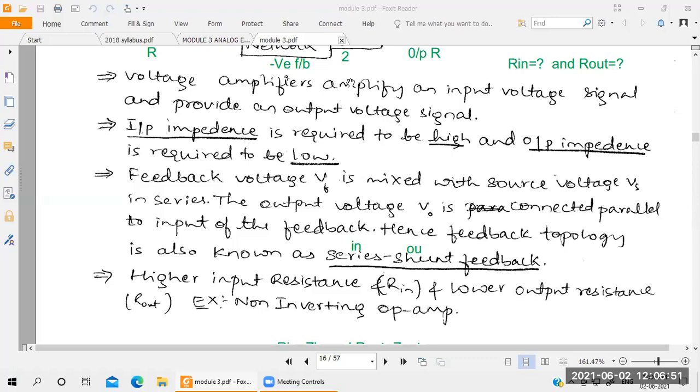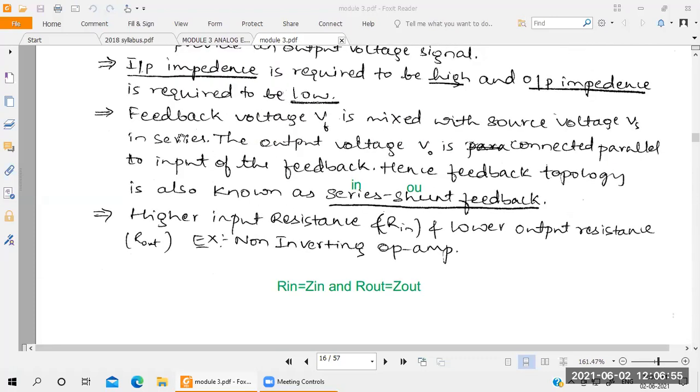Next, here you take series-shunt feedback. What is the name of the voltage amplifier here? There is one more name here.